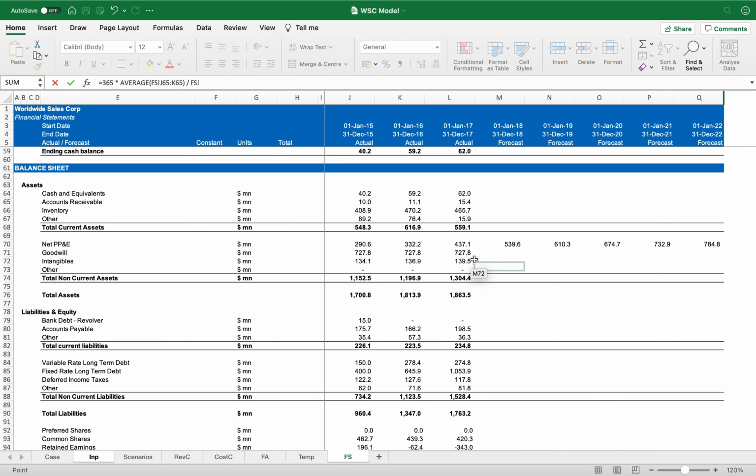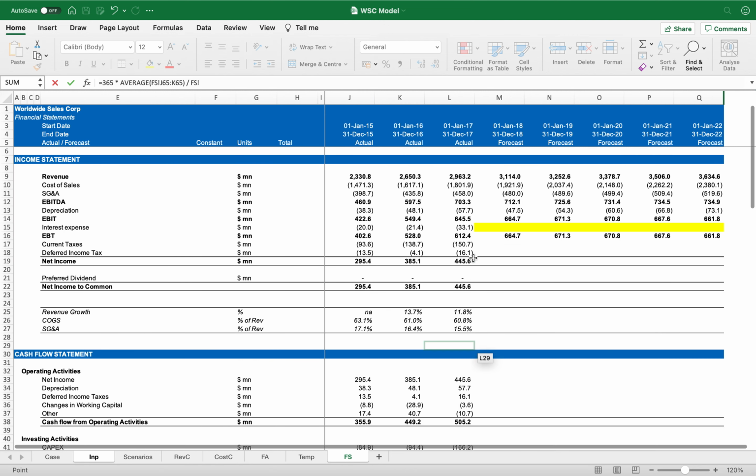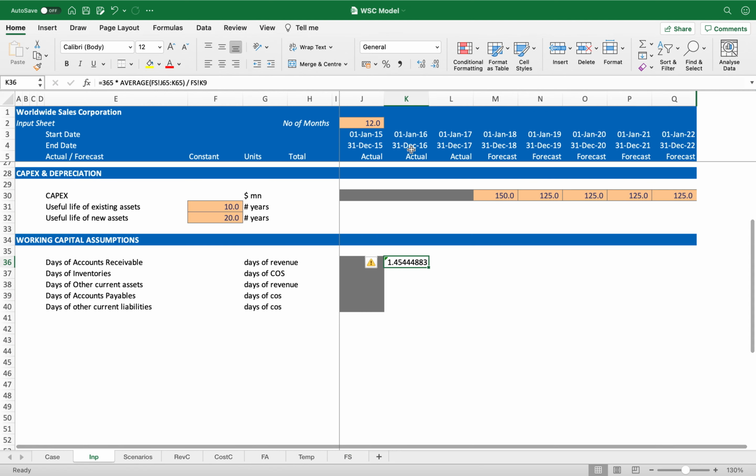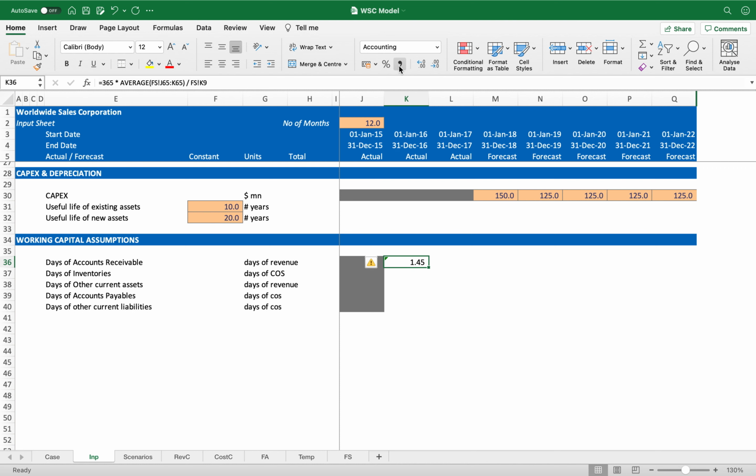so in your financial statements you already have revenue, right, for 16. So you get 1.5. All right, you get 1.5. So 1.5 days of revenue is tied up in your accounts receivable. Similarly, I can do it for 17 as well. So I just need to copy the formula, right?